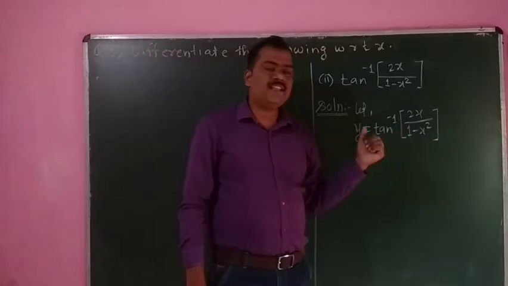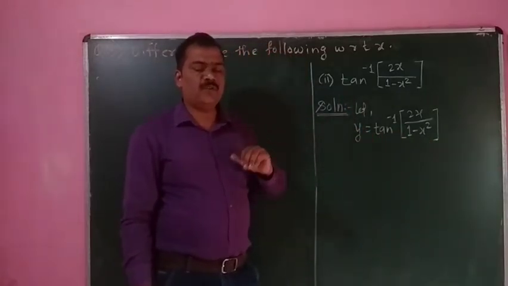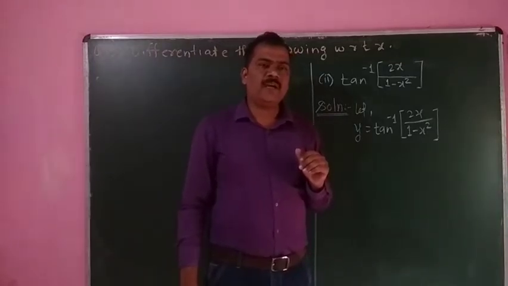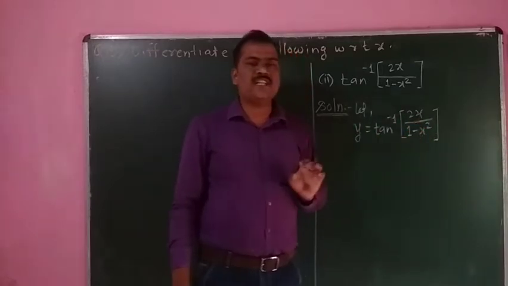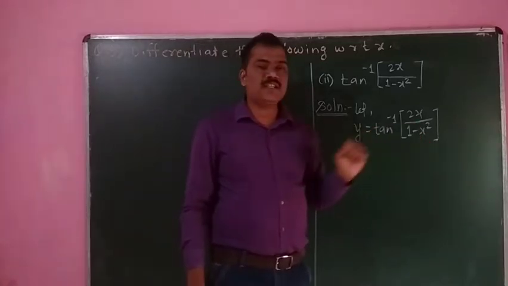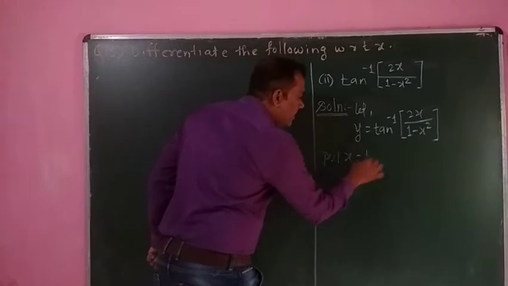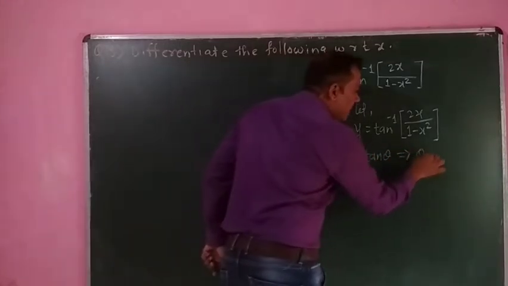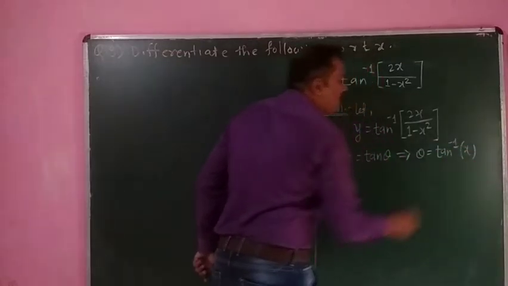If we put tan theta here, we have to know the formula related to tan 2 theta. What is that formula? 2 times tan theta divided by 1 minus tan square theta is nothing but tan 2 theta. So we put x is equal to tan theta. This implies that theta is equal to tan inverse of x.